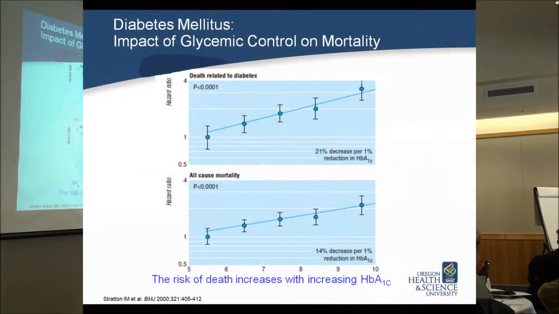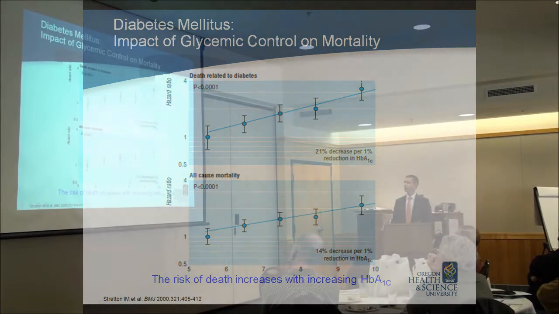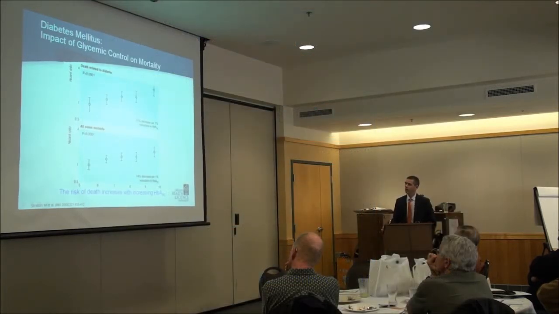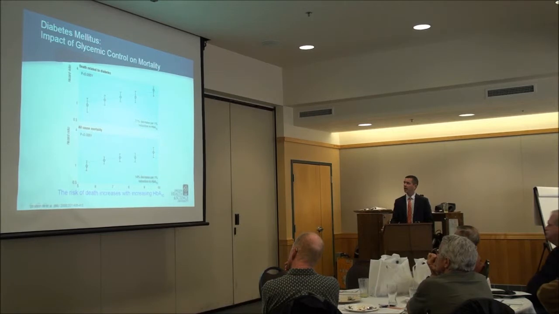And then if you do a regression from that and look at deaths related to diabetes and all-cause mortality, if we can take people through risk factor modification and glycemic control, we can get significant reductions in their hazard ratio, so a 21% decrease in the risk of death related to diabetes and a 14% decrease in risk of all-cause mortality by coming down from 10 to 9 to 8 and so on.